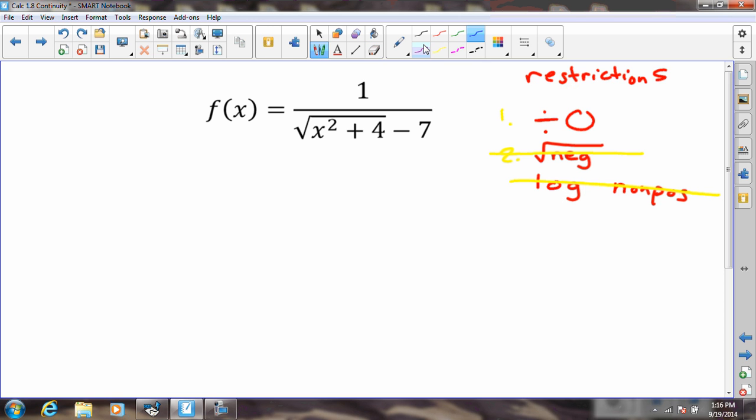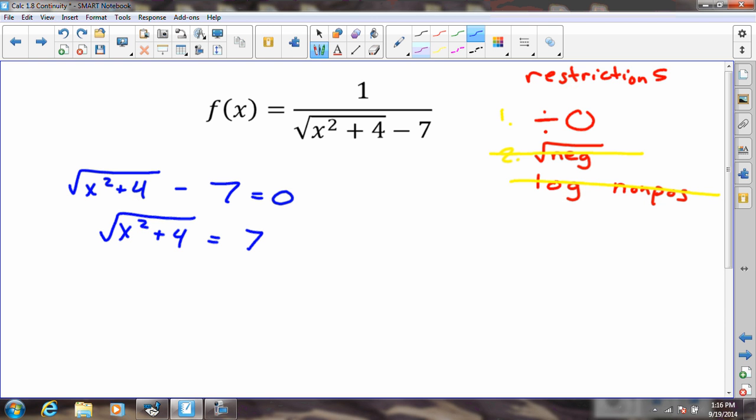Well, the only potential problem we would have then is the denominator equaling 0. So when do we encounter a situation when the denominator is 0? Adding 7 to both sides would give us this. Squaring both sides gives us x squared plus 4 equals 49. Subtracting 4 gives us x squared is 45. And then taking the square root gives us x equals positive or negative square root of 45.